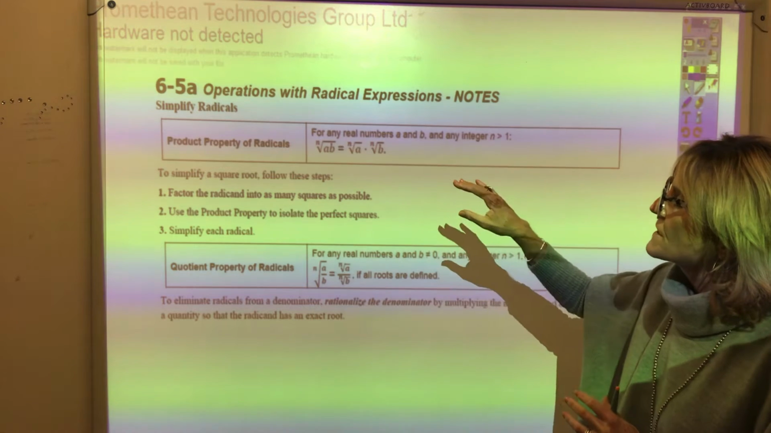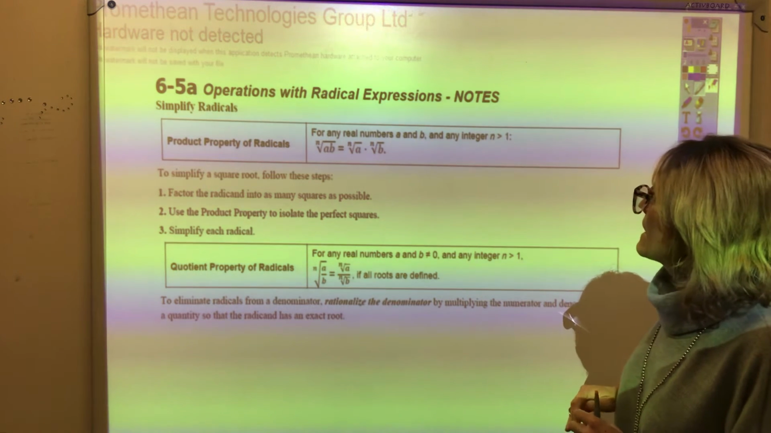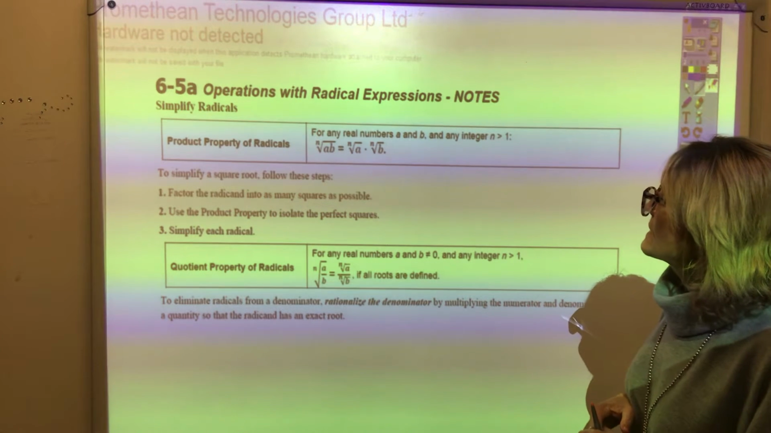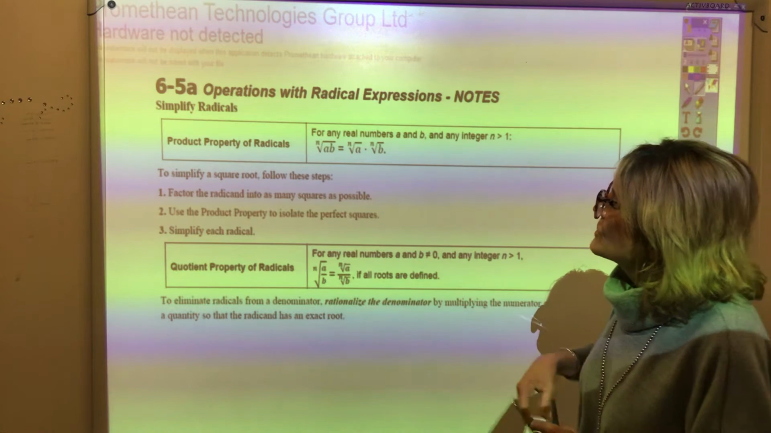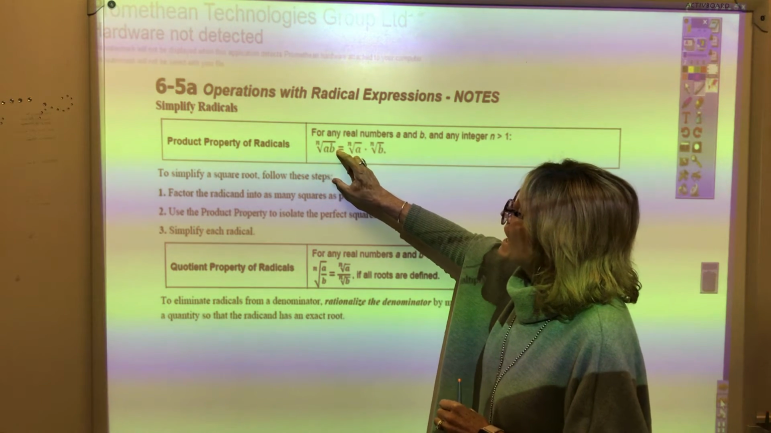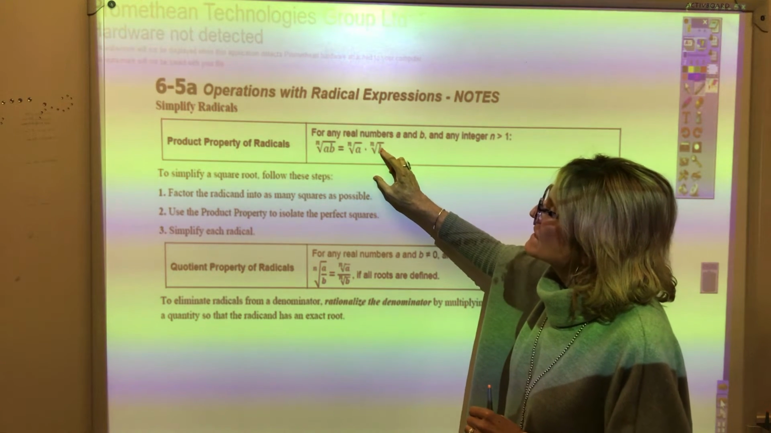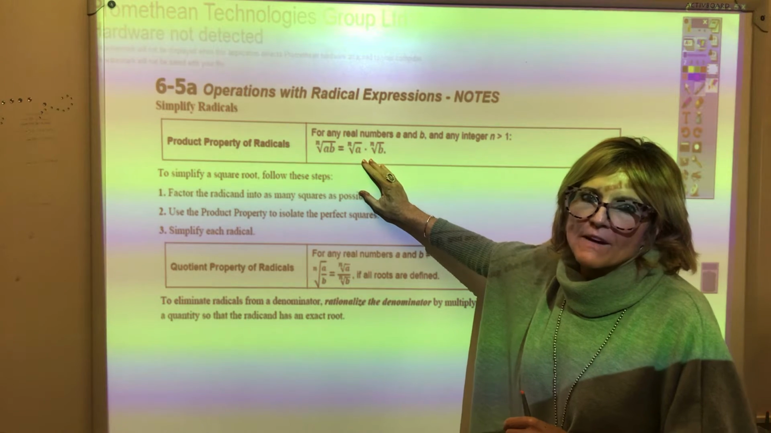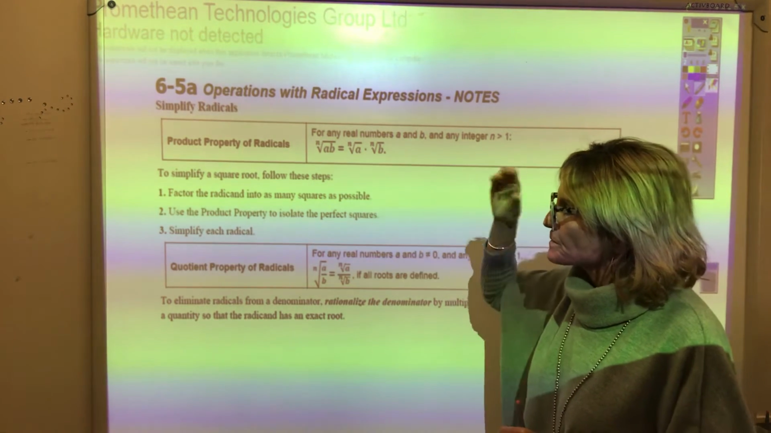The product property of radicals just states that for any real numbers a and b, and any integer n that is greater than 1, you can take the nth root of ab and rewrite it as the nth root of a times the nth root of b. This makes it easier to simplify, and we will use this product property as we work through these.